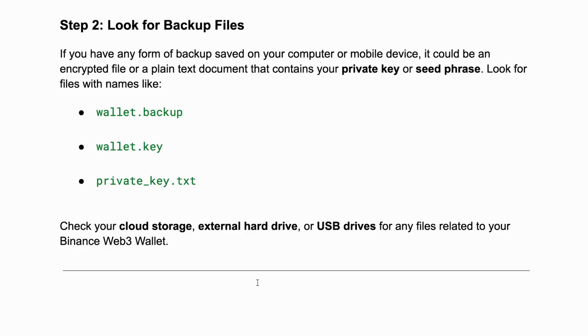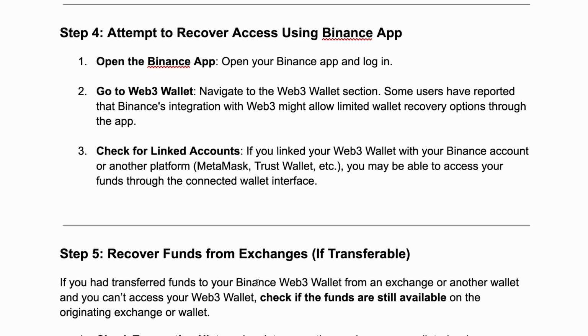Look for files with names like wallet backup, wallet key, or private_key.txt, and then check your cloud storage, external hard drive, or USB drives for any files related to the Binance Web3 Wallet. You can attempt recovery by opening the Binance app and going to Web3 Wallet. Some users have reported that Binance's integration with Web3 might allow limited wallet recovery options through the app. If you linked your Web3 wallet with your Binance account or another platform, you may be able to access the funds through the connected wallet interface.